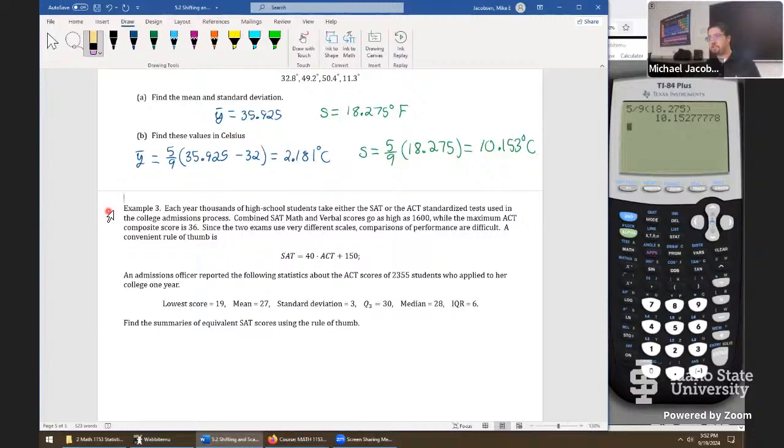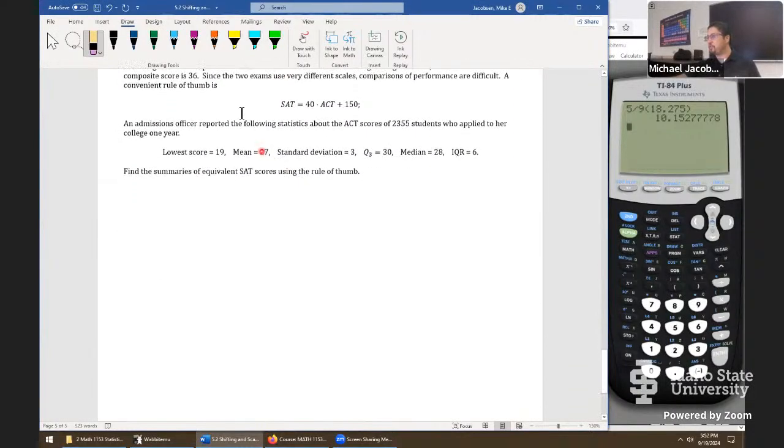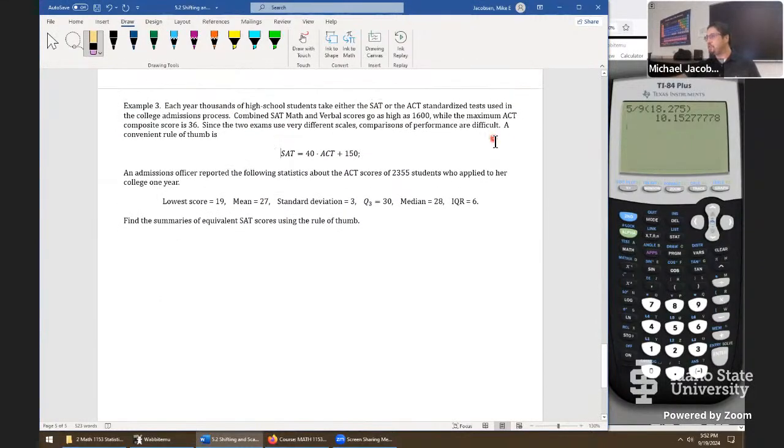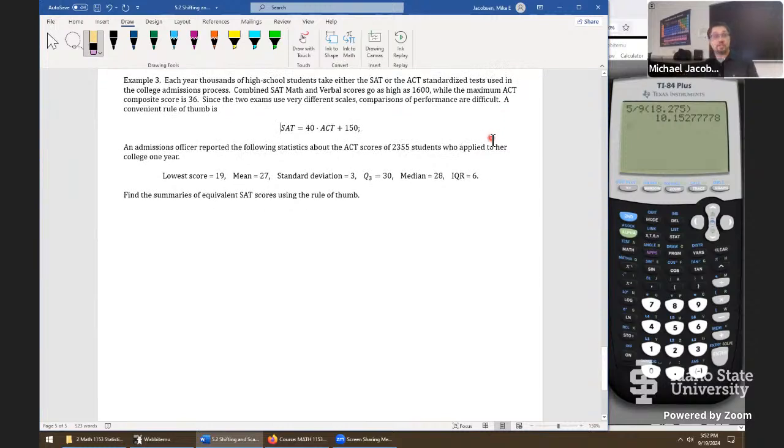Okay, so another situation, and we've dealt with this before. We compared SAT scores and ACT scores using a z-score method, comparing standard deviations. But this one's giving us an alternate way to think about it. This is a convenient rule of thumb, they say. So it's not a perfect formula, but if you need to convert between ACT and SAT scores, that one does a pretty good job. At least that's what they're telling us here.